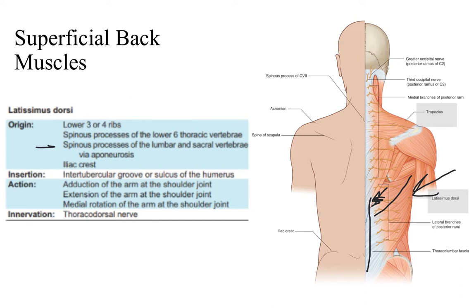Extension of the arm at the shoulder joint: because it's coming from behind and attached to the humerus, it's going to pull backwards, so it's going to extend our entire arm, not just our forearm, as well as medial rotation. Since it's attached to the anterior portion of the arm, it's going to pull in this direction, causing medial rotation of the arm at the shoulder joint. And its innervation is the thoracodorsal nerve.